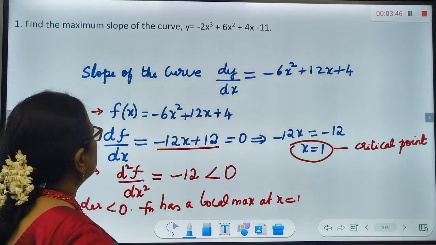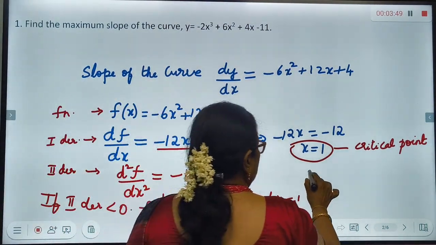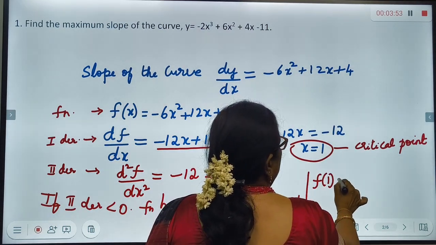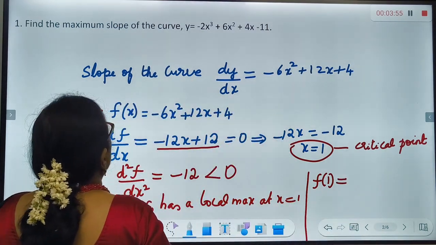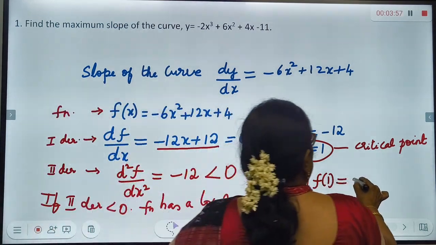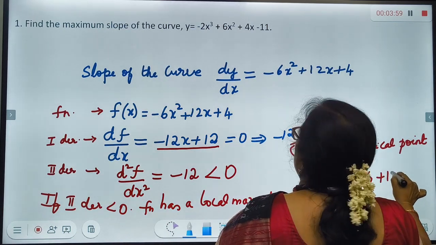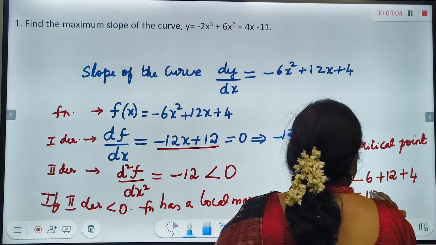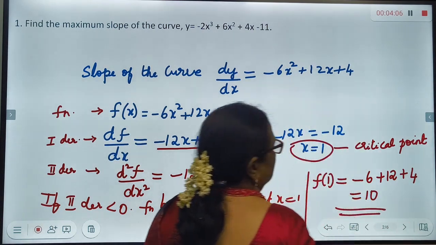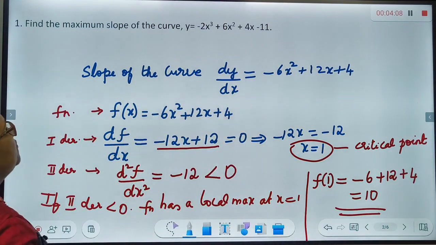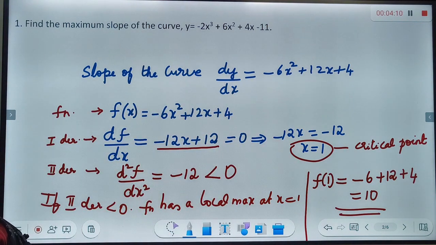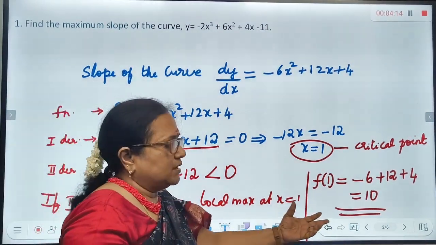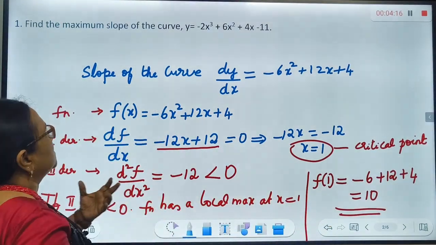So what is the local maximum value? What is f of 1? F of 1 will be minus 6 plus 12 plus 4, which is 10. So the maximum slope for this curve y equal to minus 2x cube plus 6x square plus 4x minus 11 is 10. I have maximized the slope.